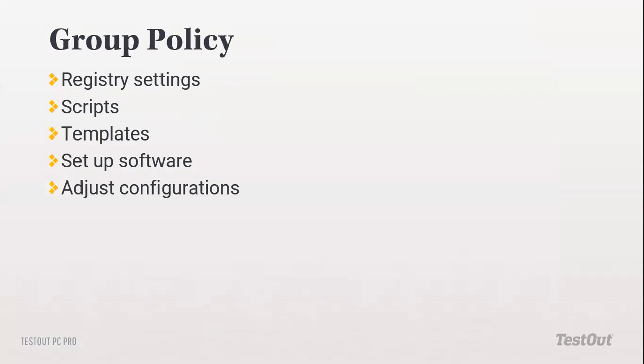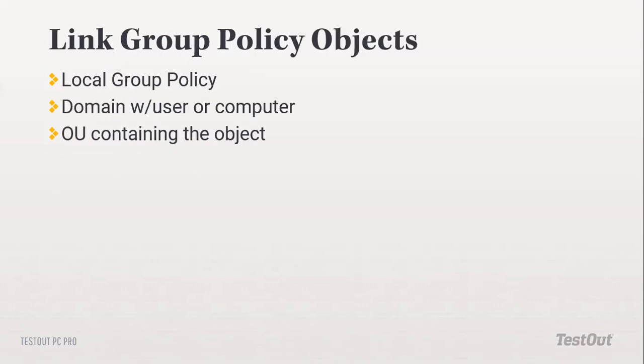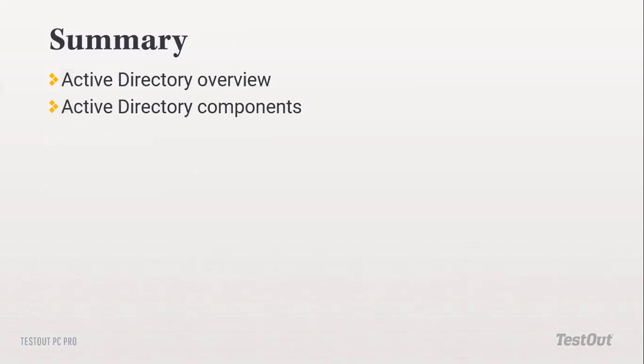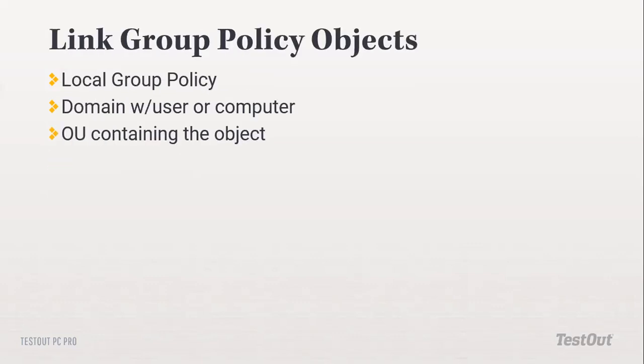Now, we're moving on to talk about group policies. Within group policies, we look at what registry settings are, what scripts are, templates, setting up software, and adjusting configurations. Immediately after this, we are going to skip real quick to actually show you how all of these are implemented. So now, linking group policy objects. When we talk about linking group policy objects, it's like taking a local group and then linking it to a domain or with a user or computer, and then containing objects within an organizational unit.